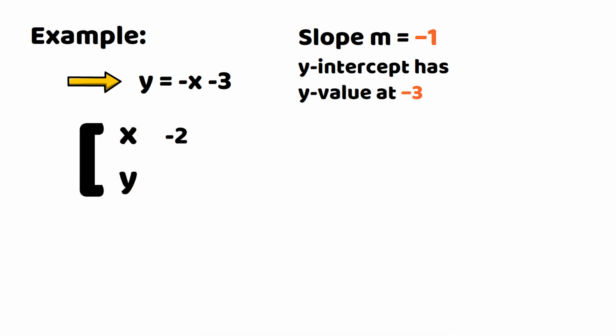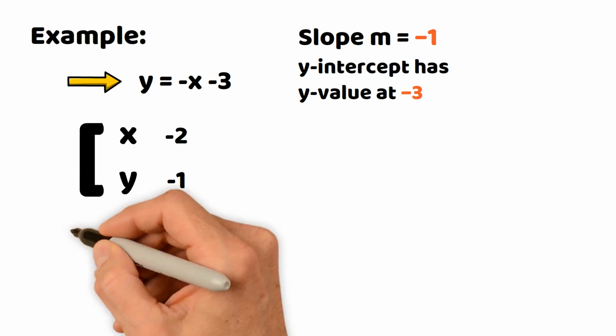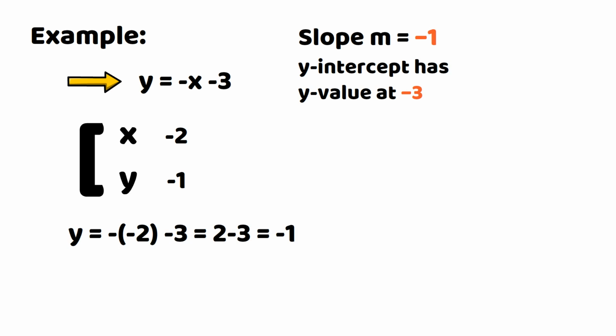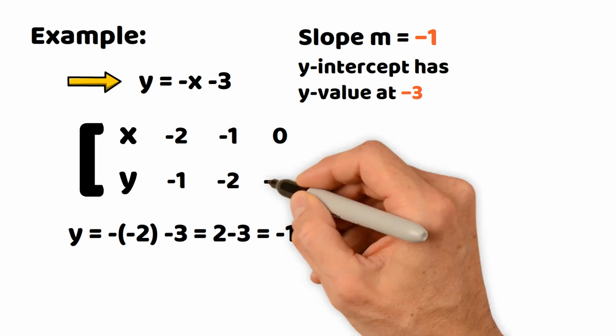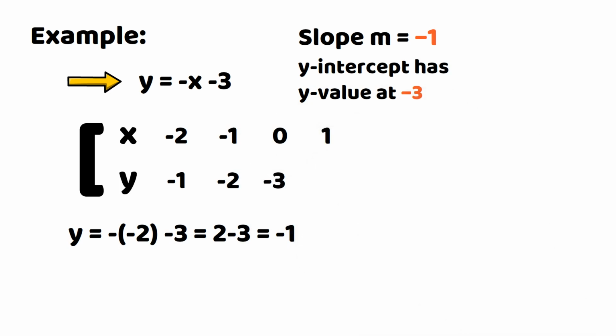Where x is negative 2, y is negative 1, because negative 2 is 2, minus 3 is negative 1. Where x is negative 1, y turns out to be negative 2. Where x is 0, y is negative 3. Where x is 1, it would be negative 1 minus 3, so y would be negative 4. Where x is 2, it would be negative 2 minus 3, which would be negative 5. Be careful about making sure to apply any double negatives that apply in these formulas.